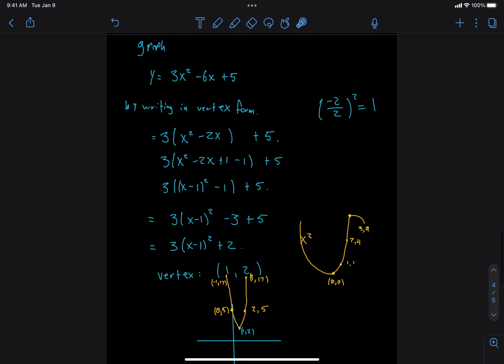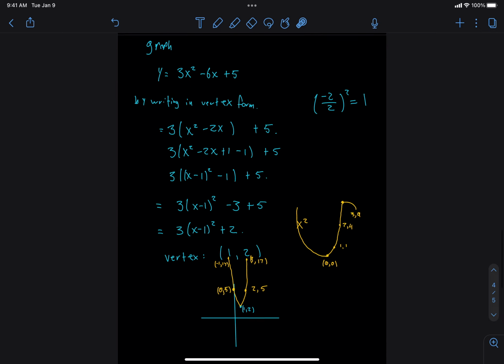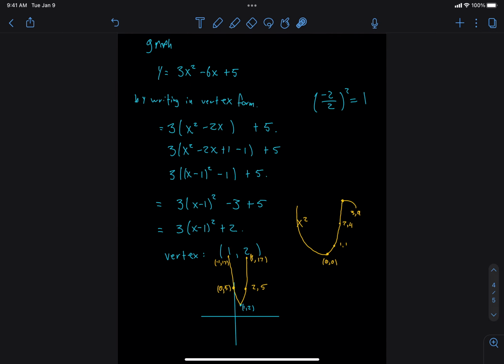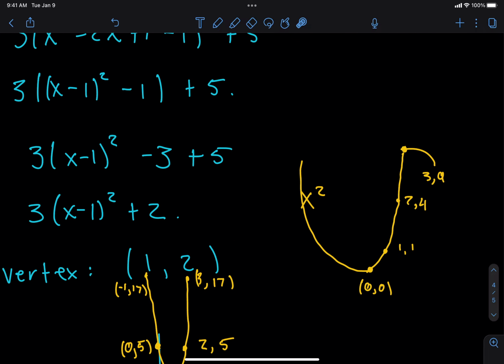So can someone give me the summary of the steps that I need to take to graph a quadratic function like this? What are the steps? Yeah. Can you just explain one more time why it went up 12? Mm-hmm. Yeah. Sure.